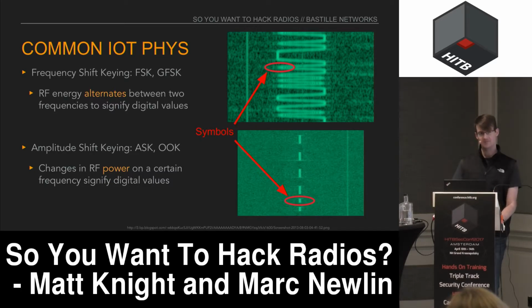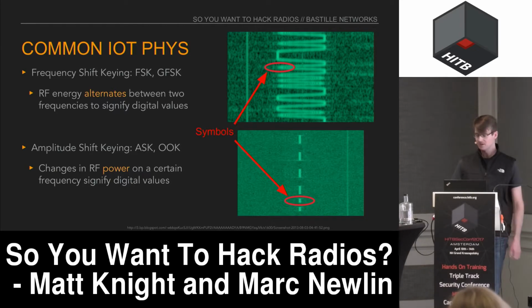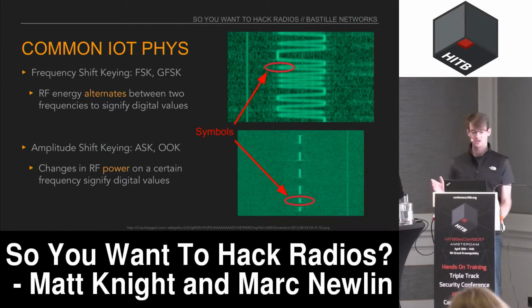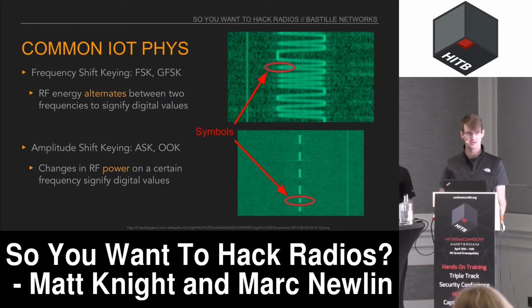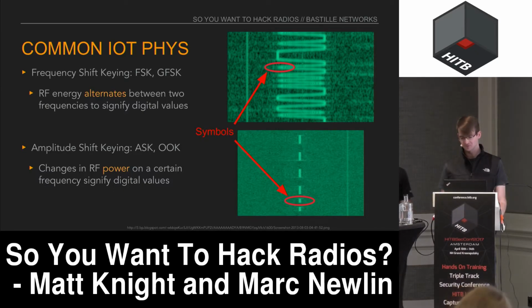We'll look at frequency shift keying and amplitude shift keying. So FSK is on top. And essentially what's happening is the RF is alternating between 2 frequencies to signify digital values. Now, to contrast that with ASK, amplitude shift keying, instead it's changes in RF power that signifies what's a 1 and what's a 0. So up top we have 2 frequencies, and in this case a symbol is the signal dwelling on one of those frequencies for a discrete sampling period. On the bottom, with amplitude shift keying, we only have 1 frequency, and instead the symbol is denoted by whether or not the signal is on or off. So you're measuring amplitude rather than frequency.